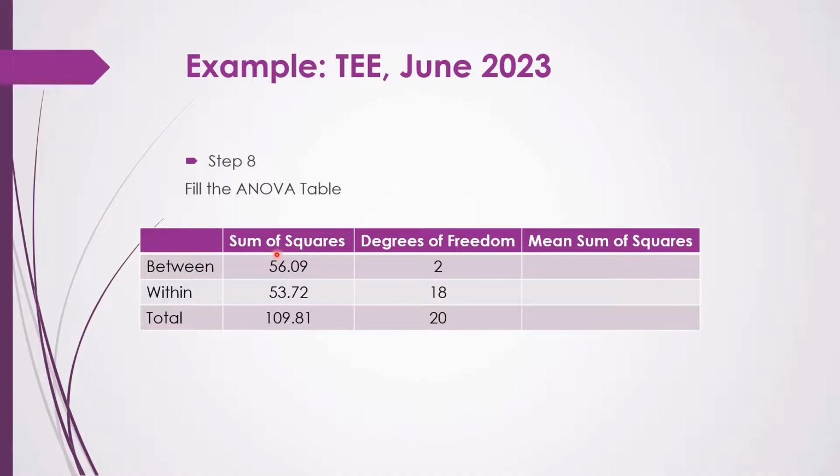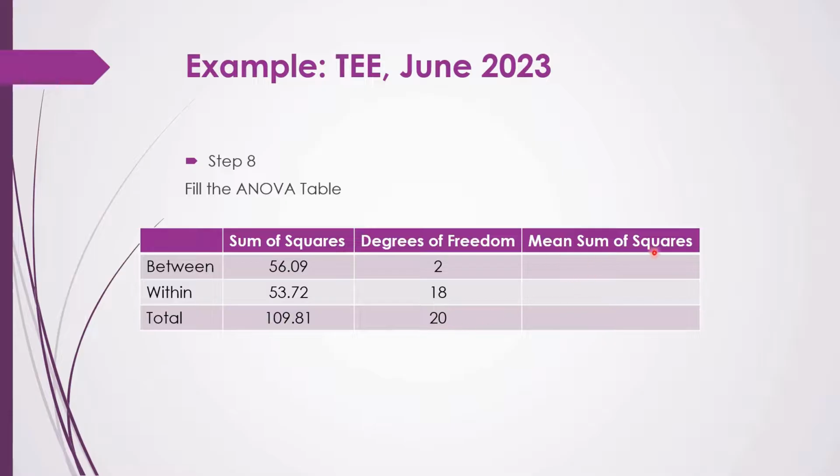So I have filled in the values. We have got sum of squares between the group as 56.09, sum of squares within the group 53.72, total sum of squares 109.81. We also calculated the degrees of freedom. The degrees of freedom between the group is 2, degrees of freedom within the groups 18, total degrees of freedom 20.